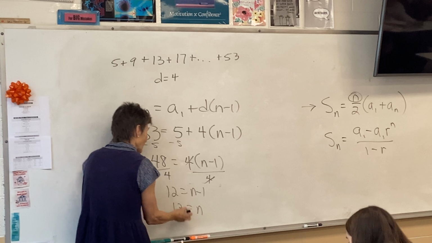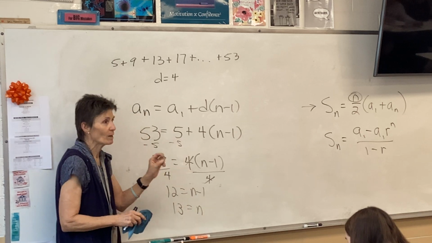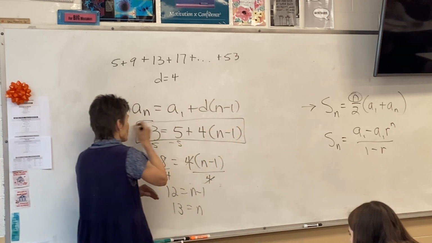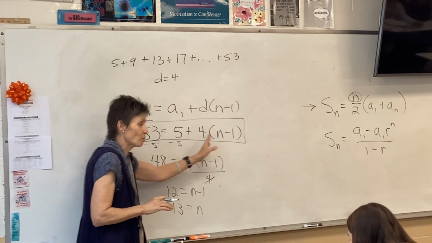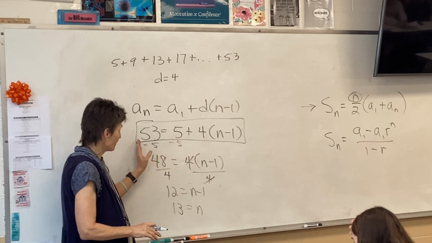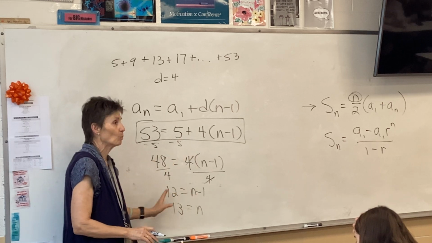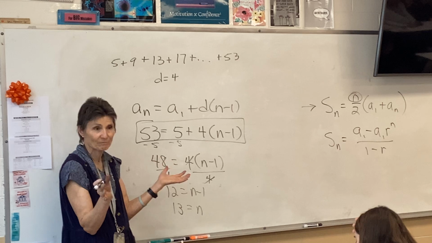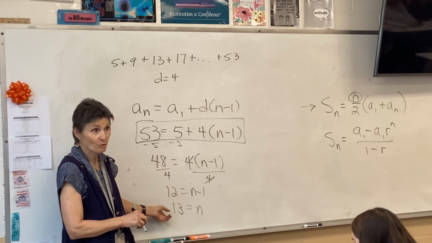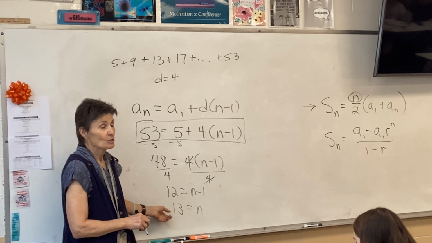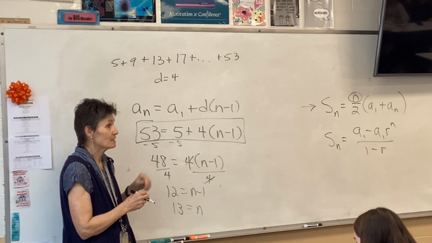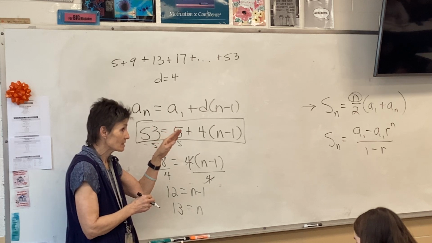Whatever order you want to solve that equation in, you need to solve this equation, algebra 1. You can distribute, multiply terms, do whatever you want. I subtracted 5, divided by 4, added 1. That's what I did, but you don't have to do it that way. But you do have to get 13 as your answer. So what does that mean? There are 13 numbers in that list.